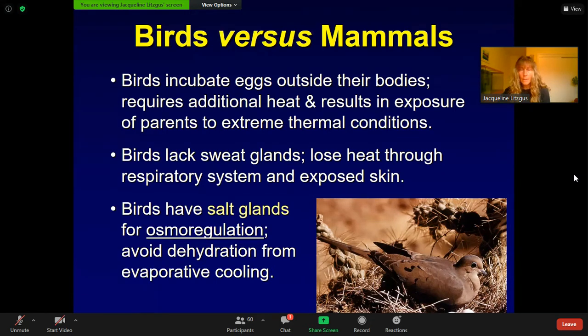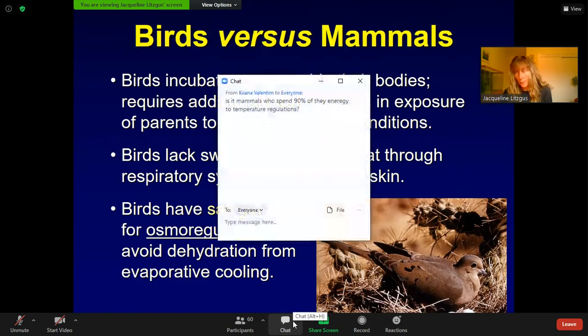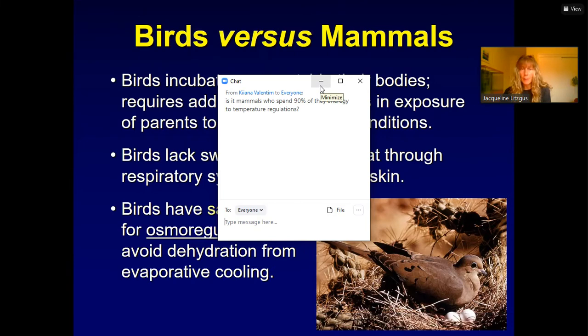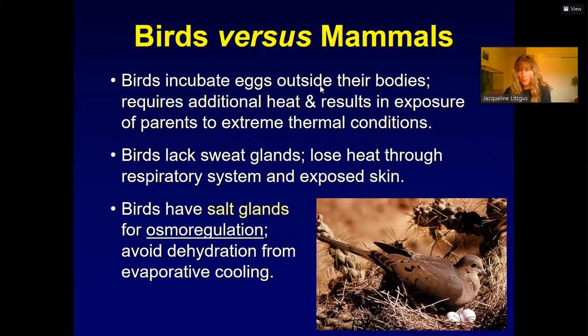Okay. Is it mammals who spend 90% of their energy on temperature regulation? Yes. So mammals and also birds, right? Endotherms in general, it's really expensive. And so they have to spend up to 90% of their energy just for temperature regulation.